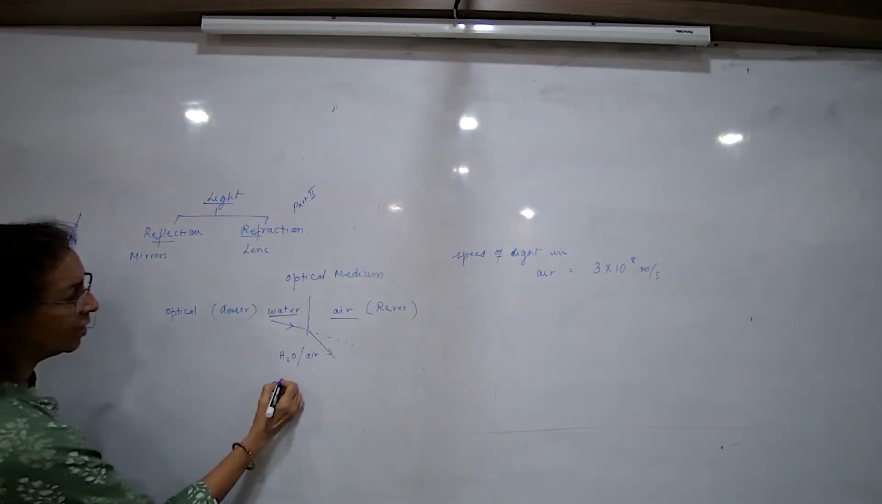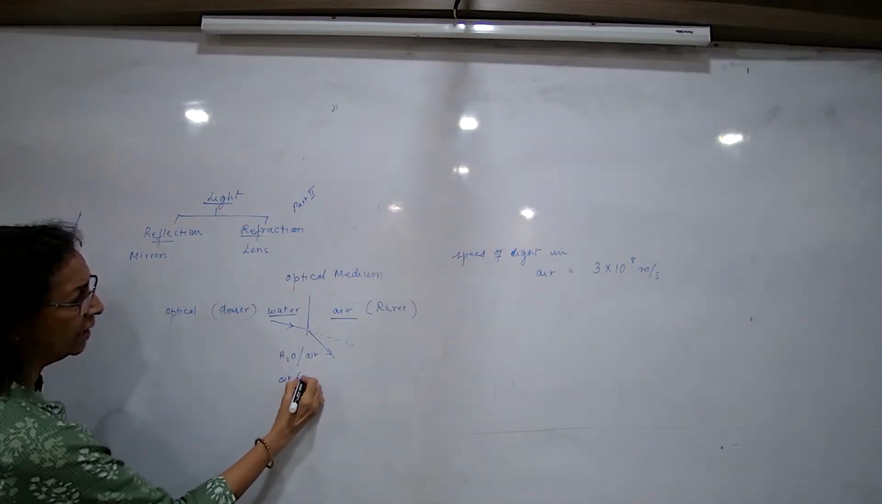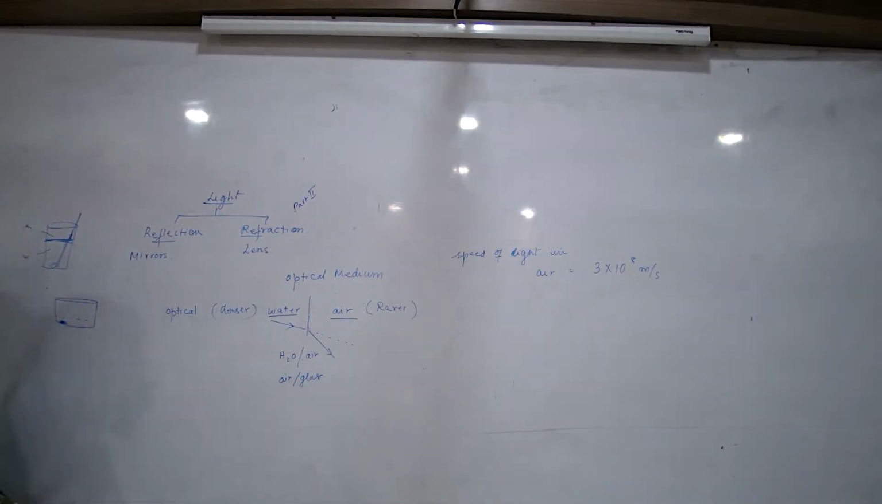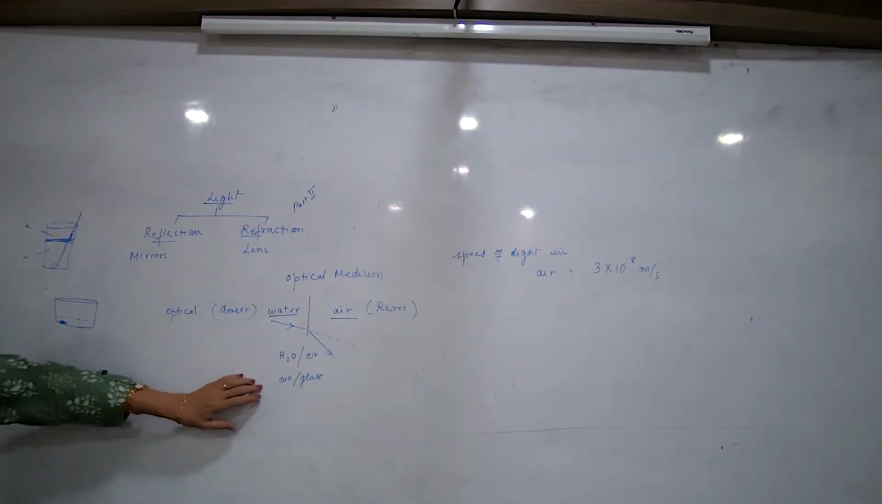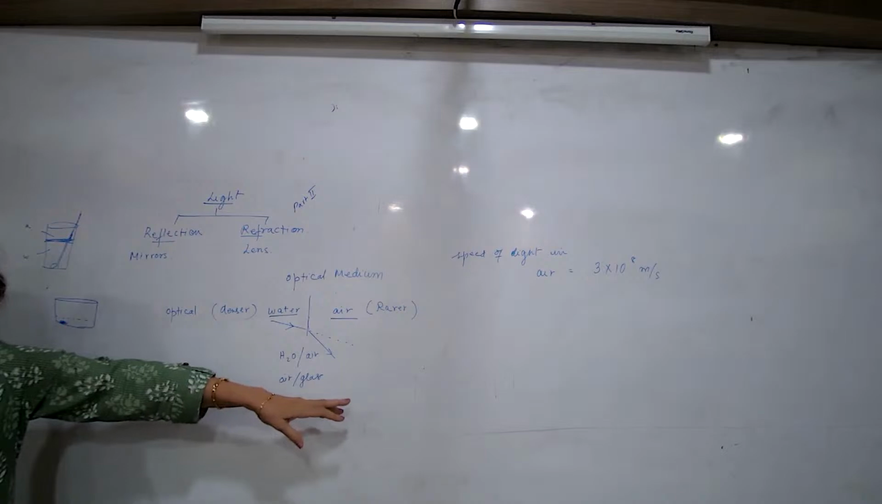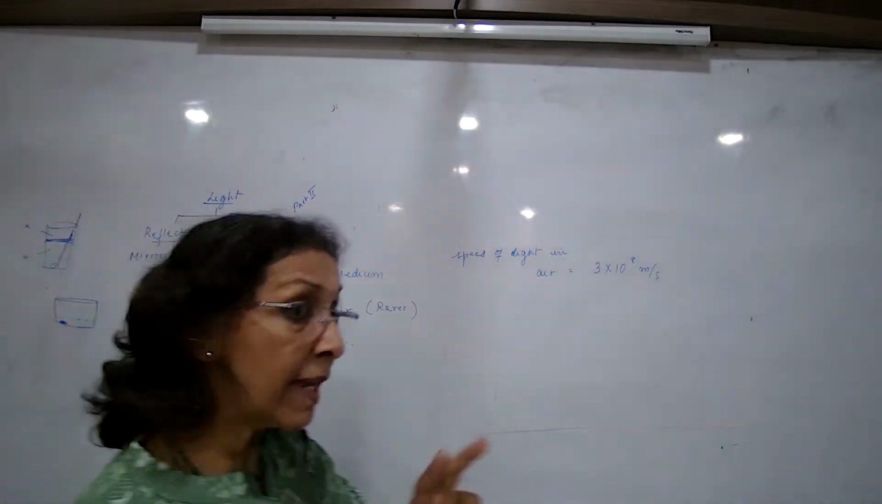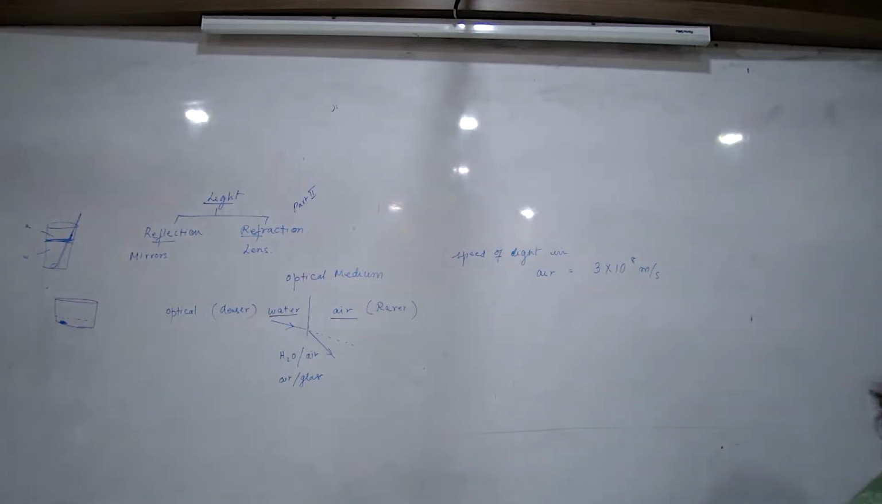So, for example, if you are talking about air and glass, this is a pair of media. So when light comes from air to glass or glass to water, whatever it is, we are always talking with respect to a pair of media. These observations indicate that light does not travel in the same direction in all the media.